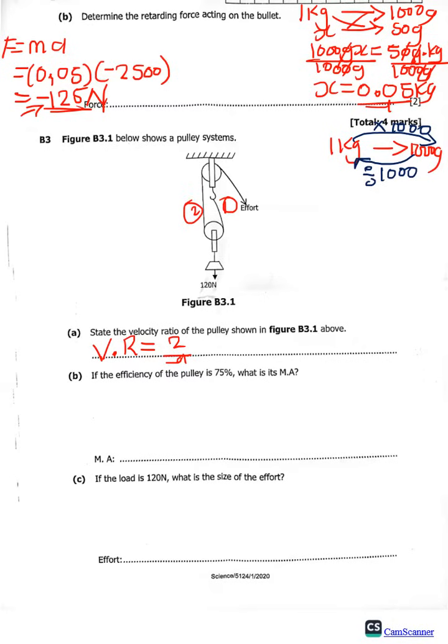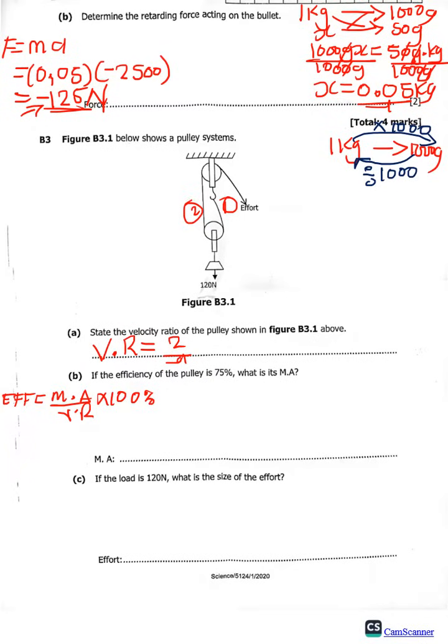Now for part B, if the efficiency of the machine, which is the pulley, is 75%, what is its mechanical advantage? So efficiency is equal to mechanical advantage divided by velocity ratio times 100%. Now here we can see that efficiency is given, and the velocity ratio we have calculated, so we can now find the mechanical advantage.